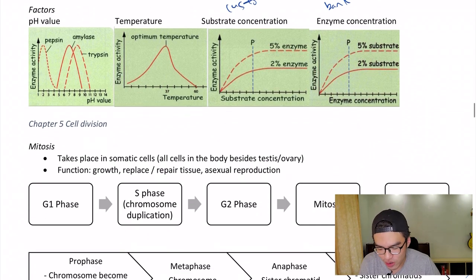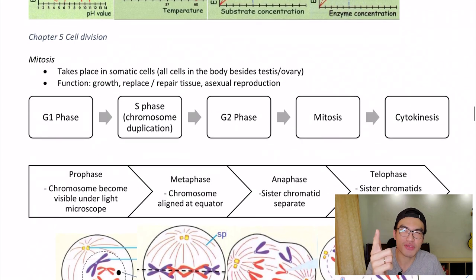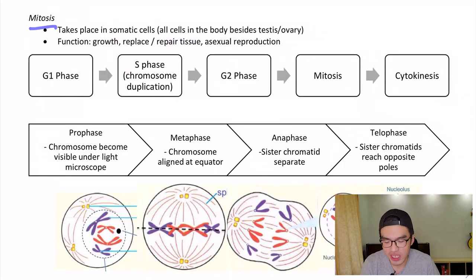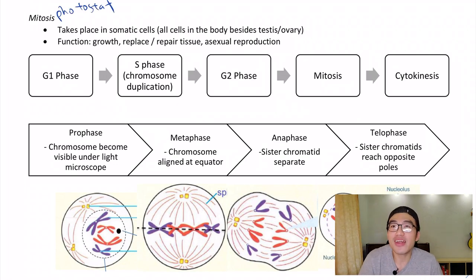Moving on, let's go into cell division. I would say this is the most important chapter, being your mitosis and your meiosis. So, what is the function of mitosis? Think of it this way: mitosis is to photostat a cell. What's the function of photostat? Photostat is to create the exact same cell. So, same thing here. Mitosis is to create the exact same cell.